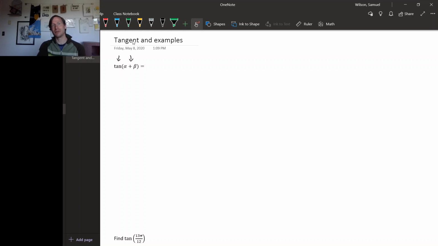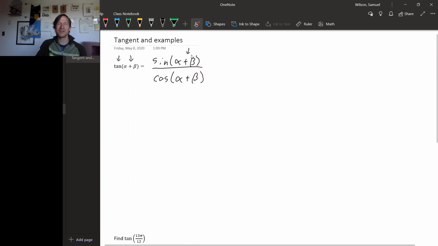And so how do you rewrite tangent? Well, tangent is sine over cosine. So sine alpha plus beta over cosine alpha plus beta. But look, now we have sums inside of our sine and our cosine. So we can rewrite this using the addition formula for sine and for cosine.